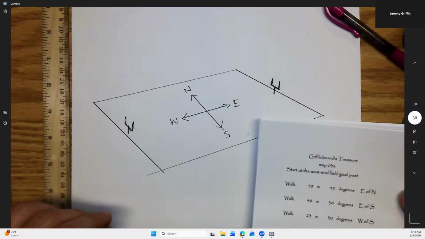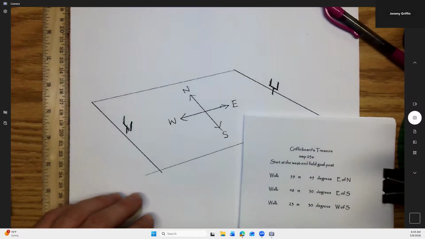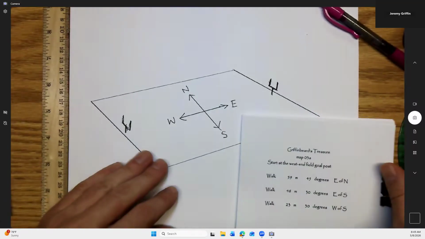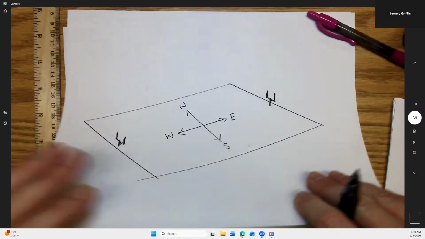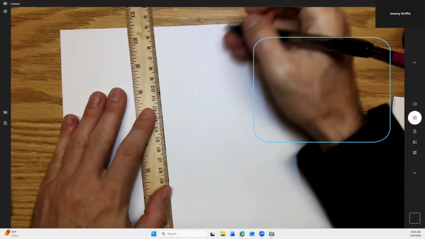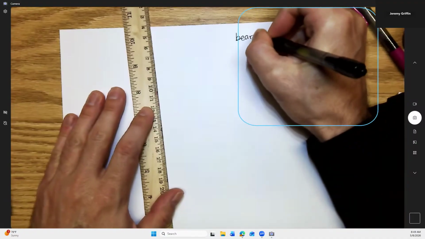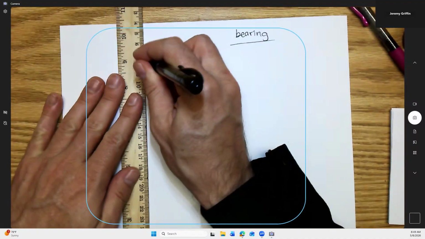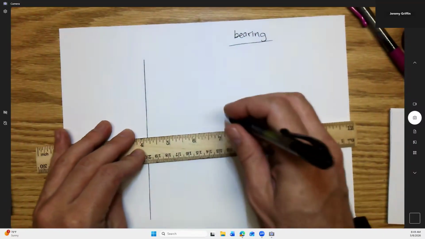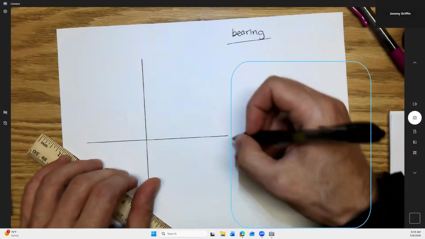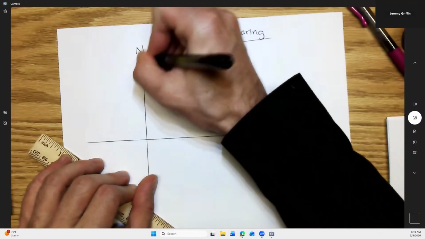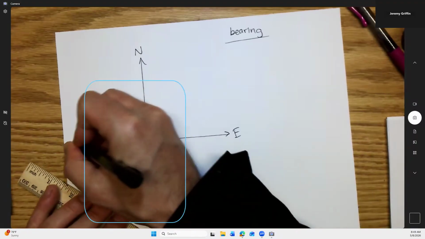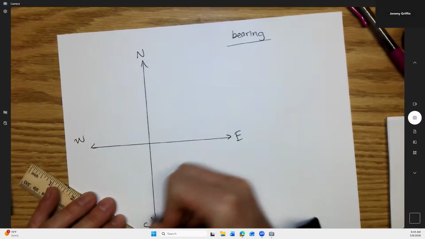But yeah, today you guys are going to learn about bearing. There's the practice field, but we're going to come back to that one. So what is bearing? Bearing is direction relative to a north-south line. So if we've got a couple of rows going here, let's put east here, north here, west, south.